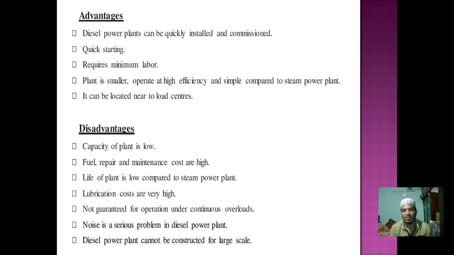There is no guarantee that if excess load takes place, the diesel power plant will work or not. It is noisy, which is a very serious problem. Whenever the diesel power plant runs, it makes a very loud noise. A diesel power plant cannot be constructed on a large scale, that's why the storage capacity is low. We cannot construct a diesel power plant on a large scale.